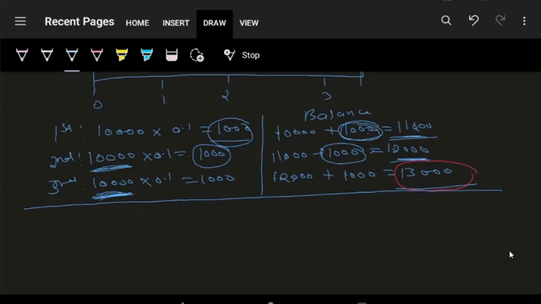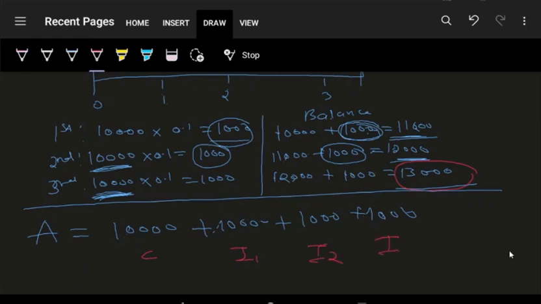So to calculate the accumulated amount directly, I will denote accumulated amount as A. And since the initial capital was 10,000, and the interest was as follows. So this was my initial capital, this was my interest at the end of first year, this was my interest at the end of second year, and this was my interest at the end of third year.